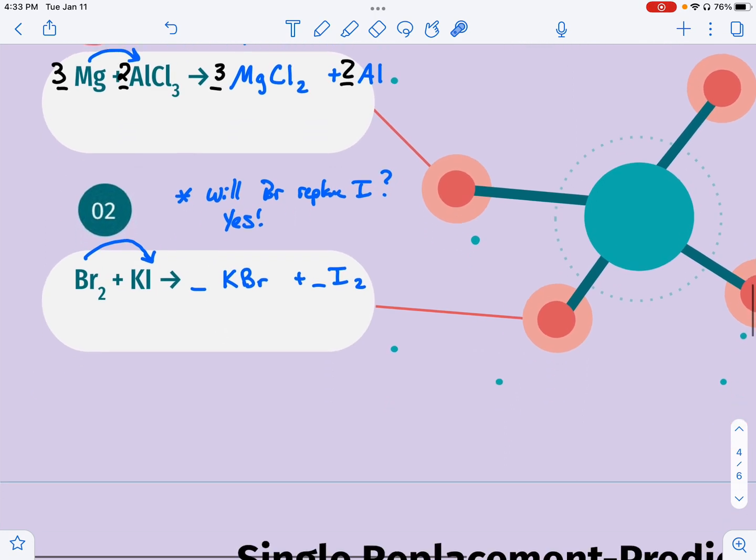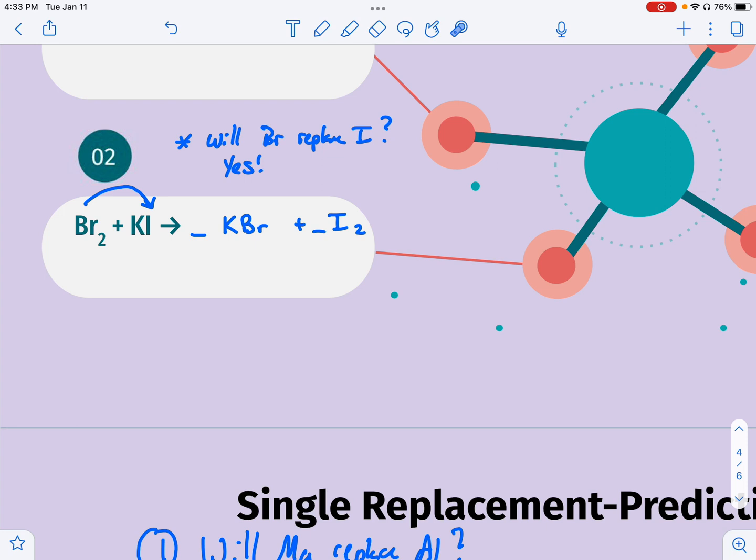All right, lastly, what if the element that's trying to replace is a nonmetal? Like here we have bromine. Well, bromine is a nonmetal, it's negative charge. It cannot replace the positive because that would put 2 negatives together in the compound. It's looking to replace the other negative, in this case iodine. Sure enough, it is higher on the nonmetal activity series.